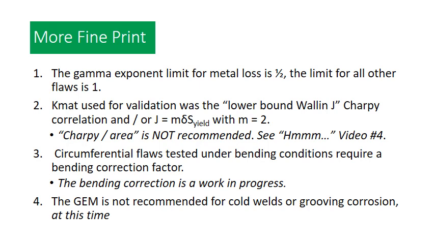The toughness used for this validation work was the lower bound Wall-and-J-Charpy correlation, or in some cases I had CTOD data, so I used the J equals M delta yield strength basic equation using M equals 2 for plane strain conditions. Now I need to say that using the typical Charpy over area correlation for toughness is really not recommended. I know that a lot of people use it for the log secant model, or you might use it for the Corlas model, but I've got some pretty strong feelings on why it should not be used sort of recklessly.